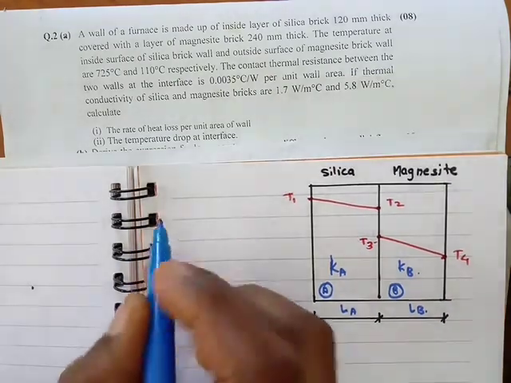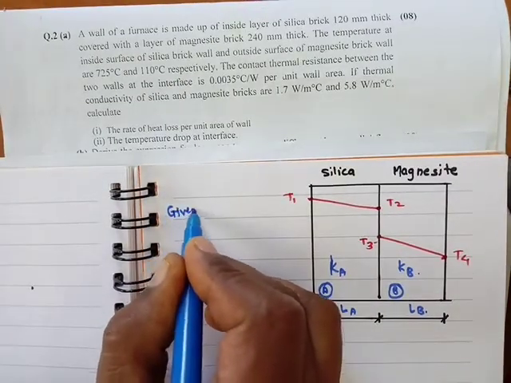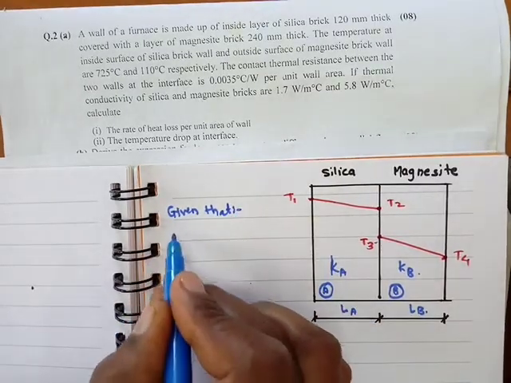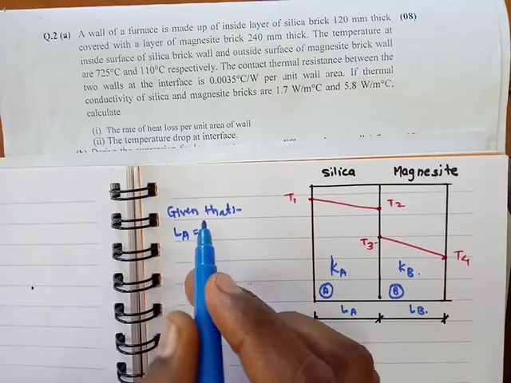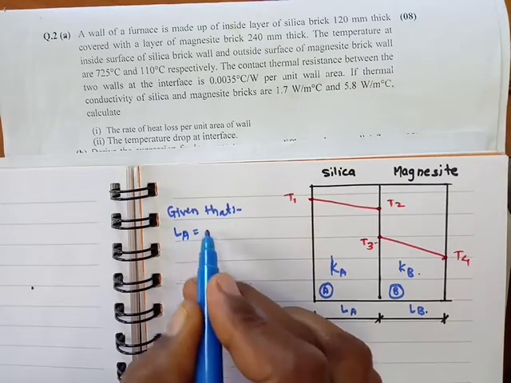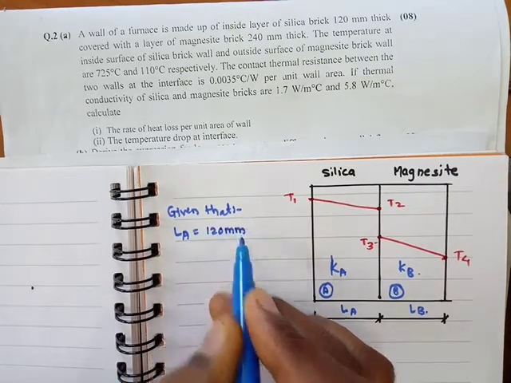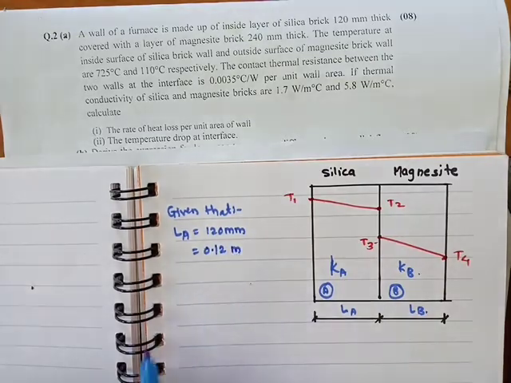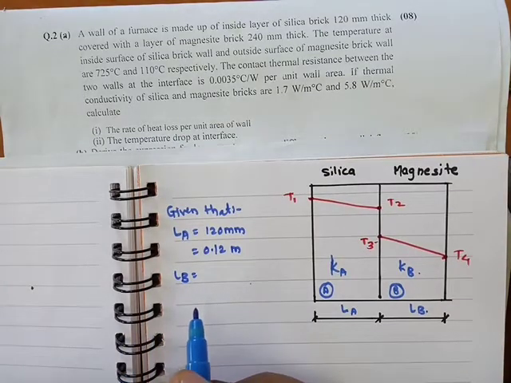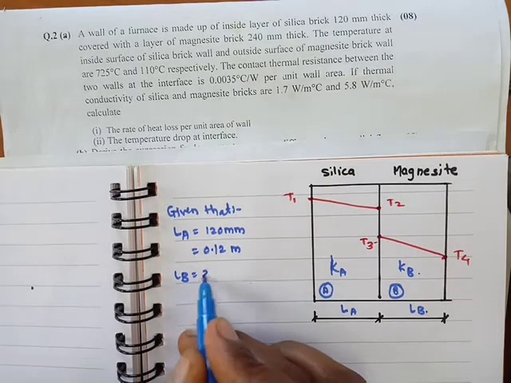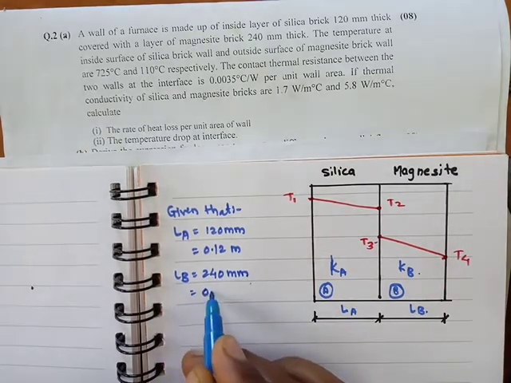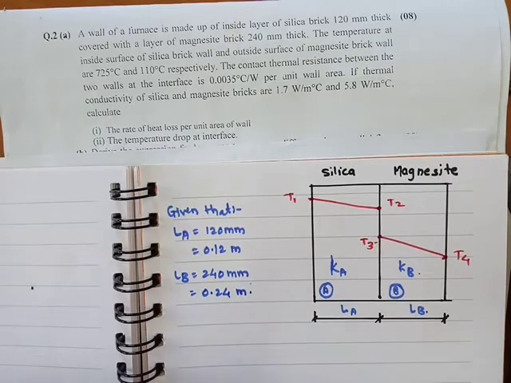Okay, so in the given data, first, the thickness of the silica brick is 120 mm, which is also equal to 0.12 meter. Then Lb, that means the magnesite brick layer thickness, is 240 mm, which is also equal to 0.24 meter.